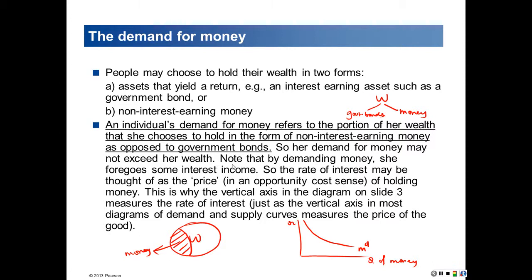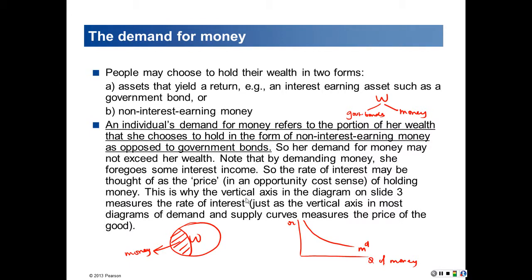Now, it says here, note that by demanding money, she forgoes some interest income. In other words, every time we hold $1 of money, we are giving up some interest income. Right? Because we could have held that dollar in the form of bonds instead. In other words, there is an opportunity cost, an implicit cost to holding money. And what is that implicit cost? Interest income given up. Do you follow me? So the rate of interest may be thought of as the price in an opportunity cost sense of holding money.